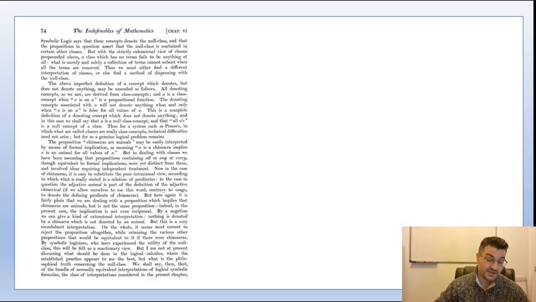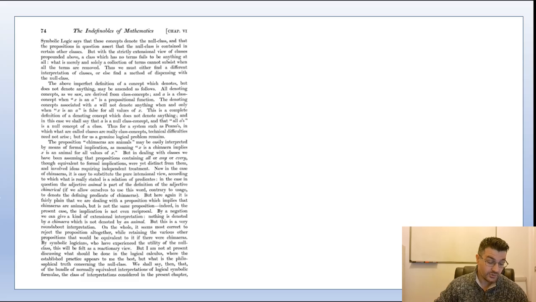Now, in the case of chimeras, it is easy to substitute the pure intentional view, according to which what is really stated is a relation of predicates. In the case in question, the adjective animal is part of the definition of the adjective chimerical, if we allow ourselves to use this word, contrary to usage, to denote the defining predicate of chimeras. But here again, it is fairly plain that we are dealing with a proposition which implies that chimeras are animals, but is not the same proposition. Indeed, in the present case, the implication is not even reciprocal.